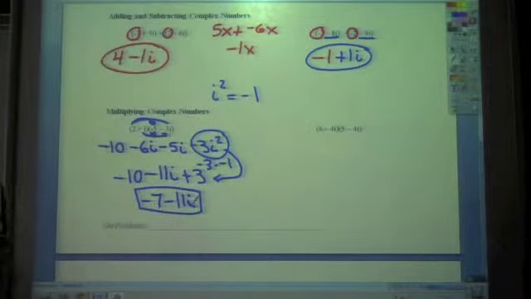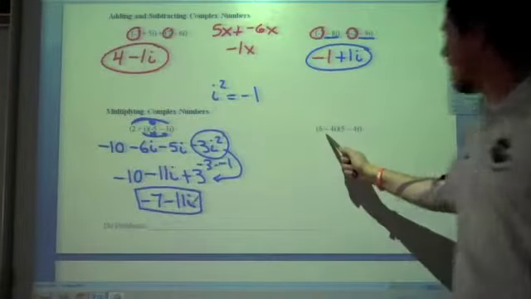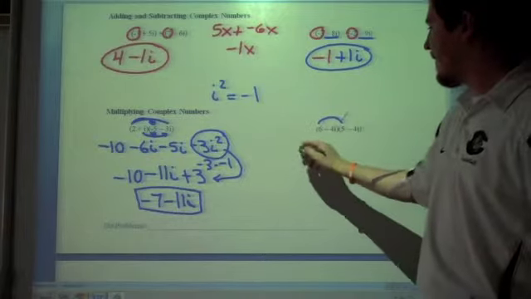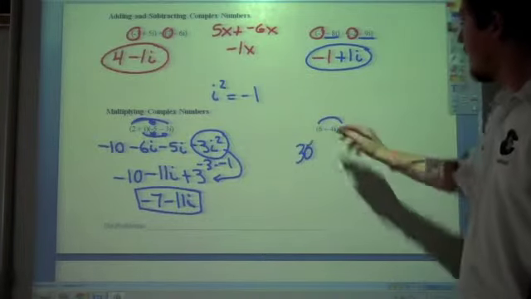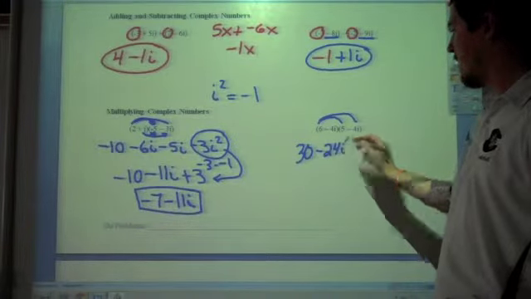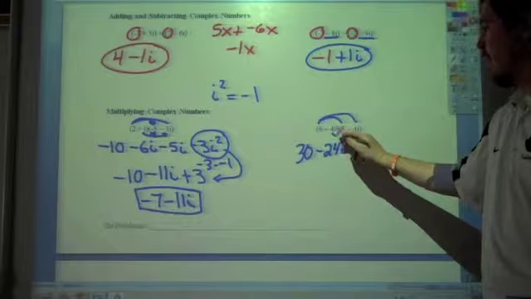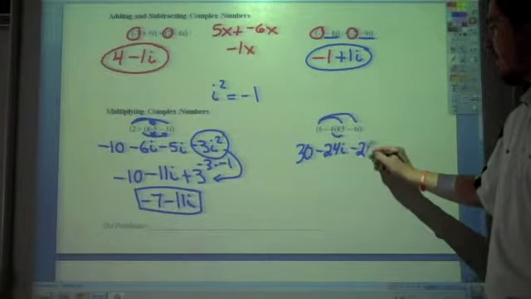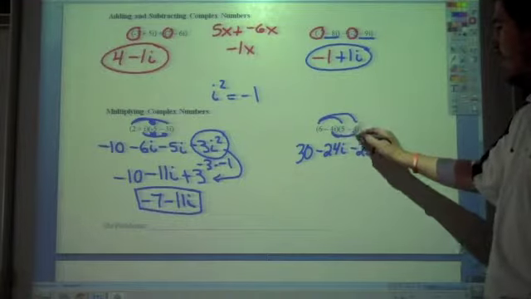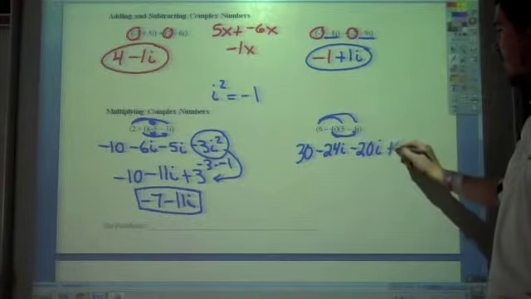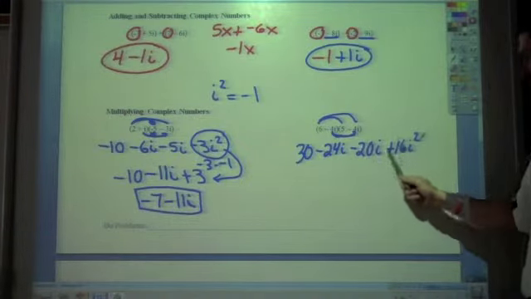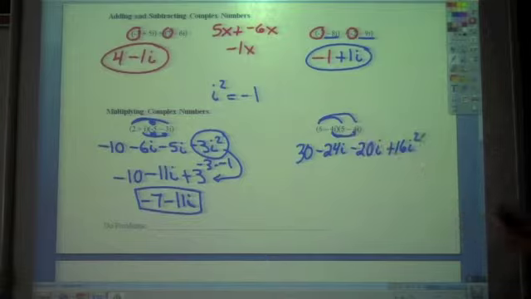Let's do another example. Try one more time. 6 minus 4i times 5 minus 4i. So again, we've got to use FOIL. 6 times 5, 30. 6 times negative 4i, negative 24i. Negative 4i times 5 is negative 20i. And then do the last terms. Negative 4i times negative 4i makes positive 16i squared. Negative 4 times negative 4 is positive 16 times i squared.